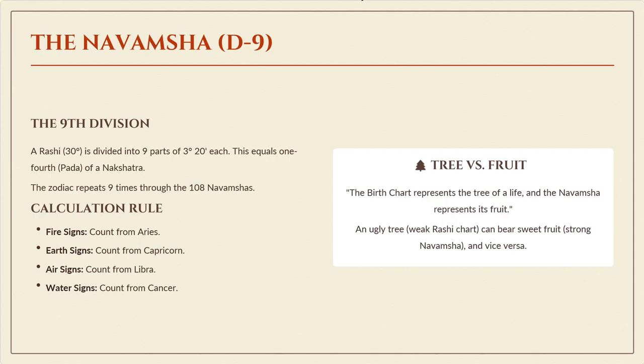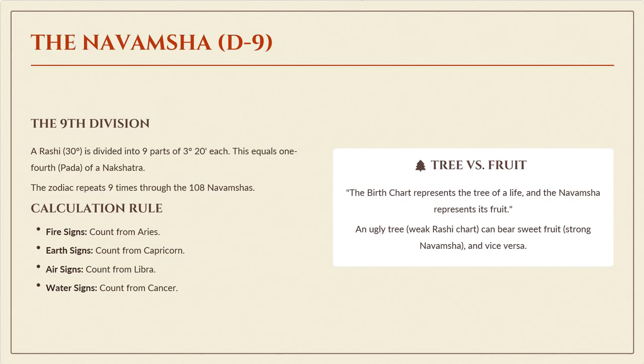Okay, so their D1 chart will be the same. But now what we are doing is further dividing this into 9 equal parts. D9 gives more specific degree movement. There are actually many divisions, up to D60 or D120 also.